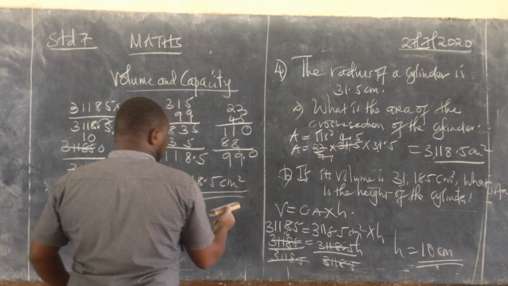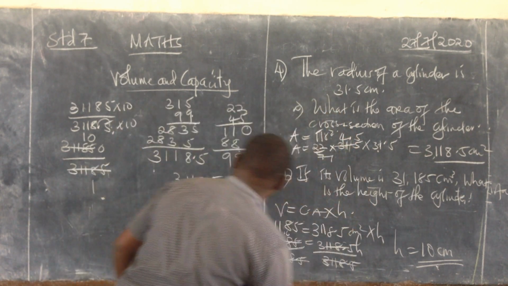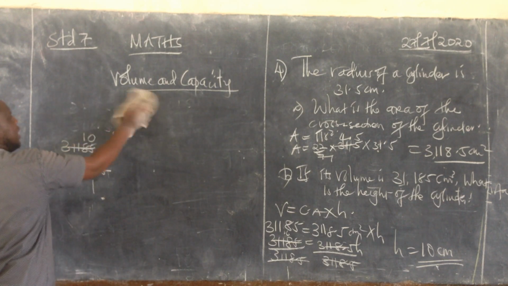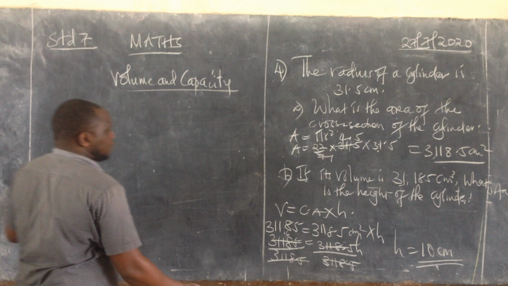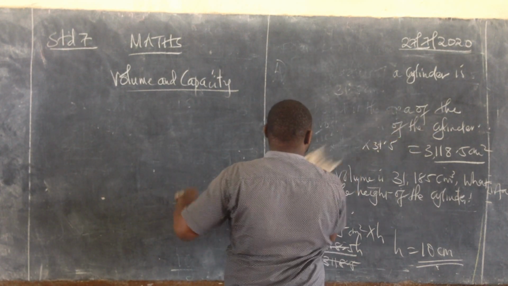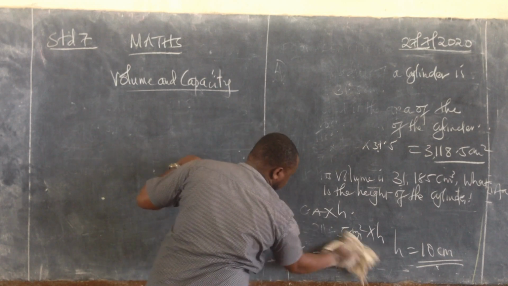Now, we want to move on to something else. That is the measurements, volume and capacity. I'm going to explain the relationship between the two, the volume and the capacity.